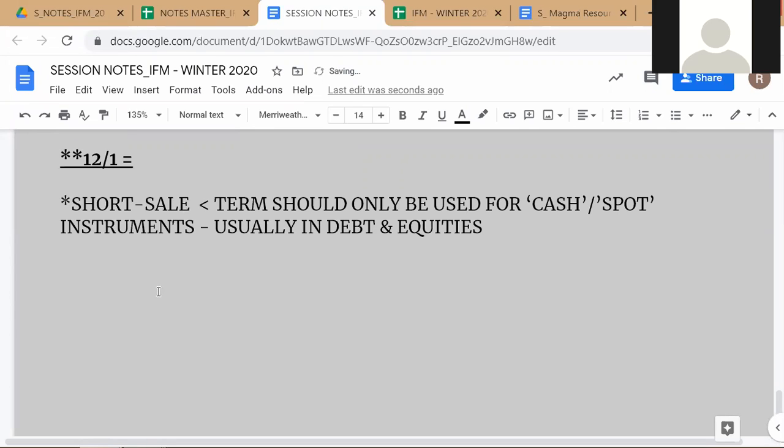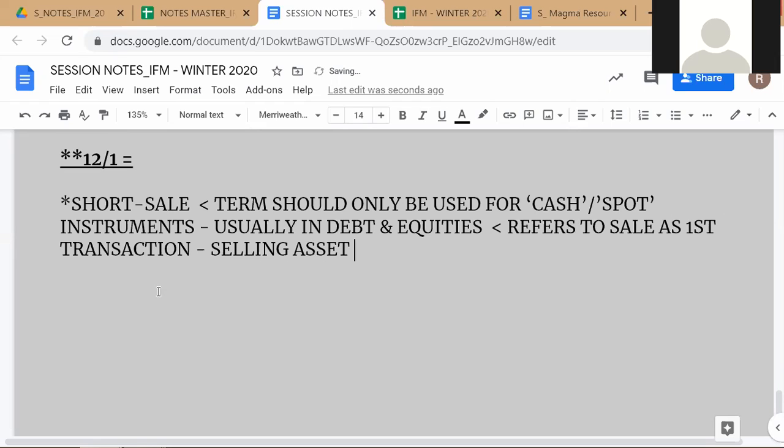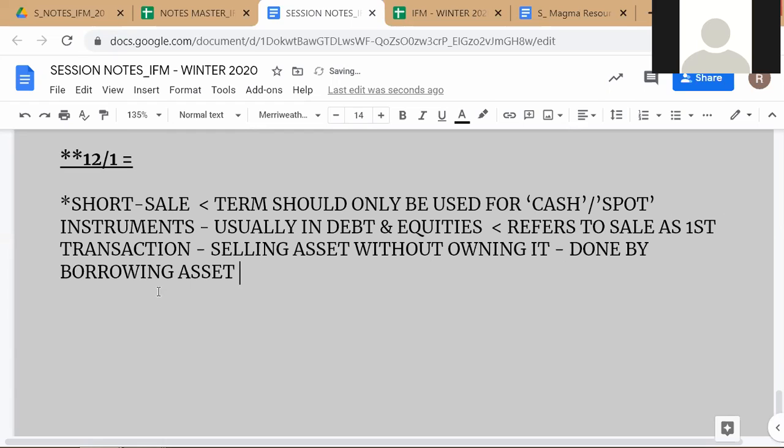Okay, so this refers to sale as first transaction, selling an asset without owning it. It is done by borrowing the asset and selling it. Okay.